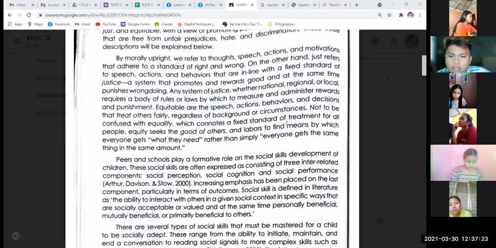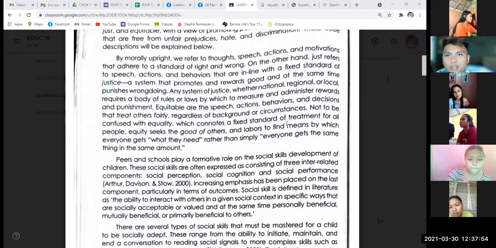Jolina, ano may bagam? Medyo mahina ata yung net ni Jolina. Napapansin ko rito sa screen ko, naglalag siya. Roma, let me hear from Roma.